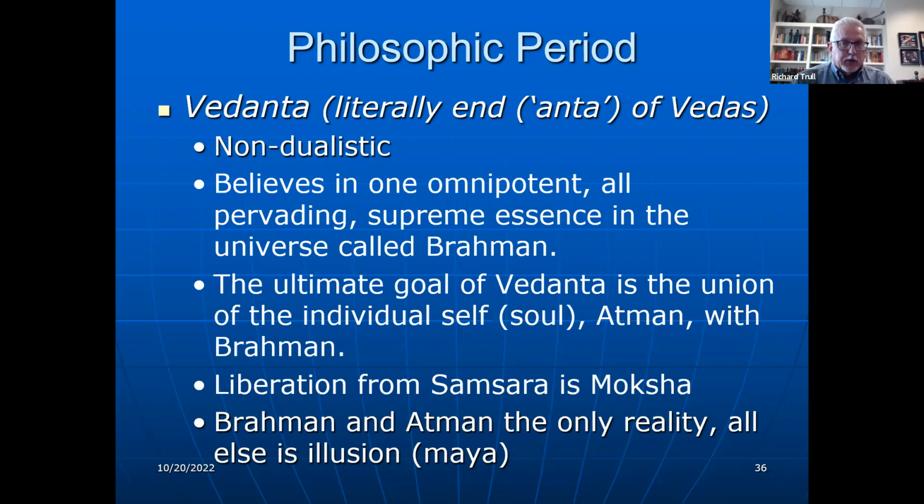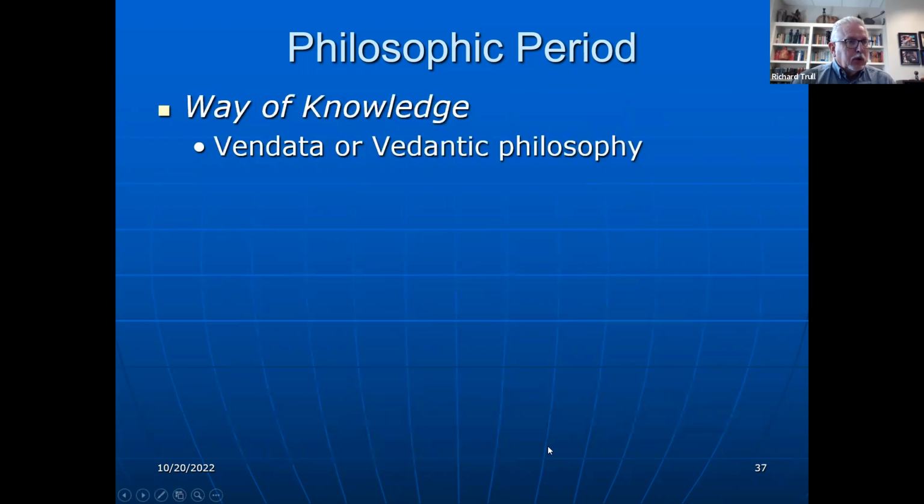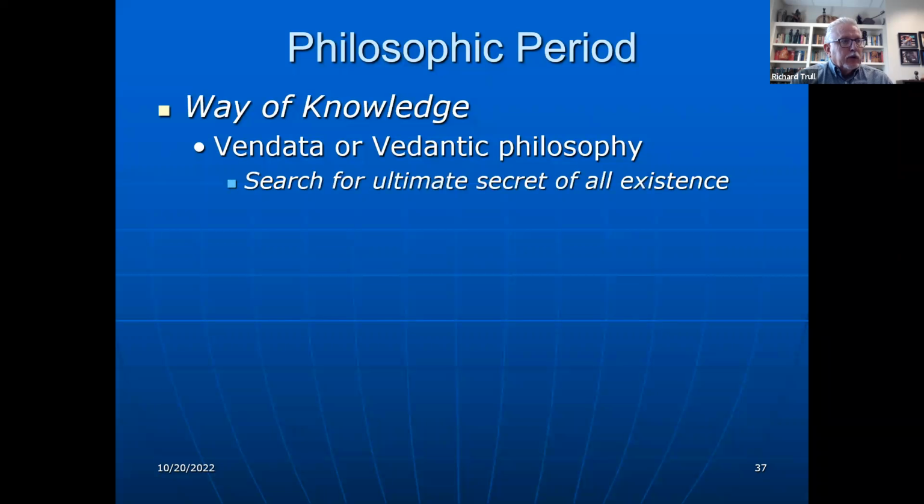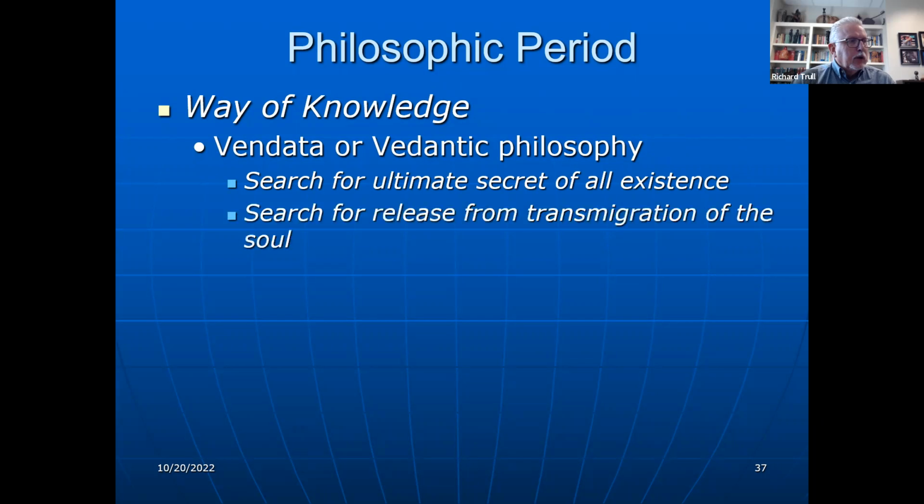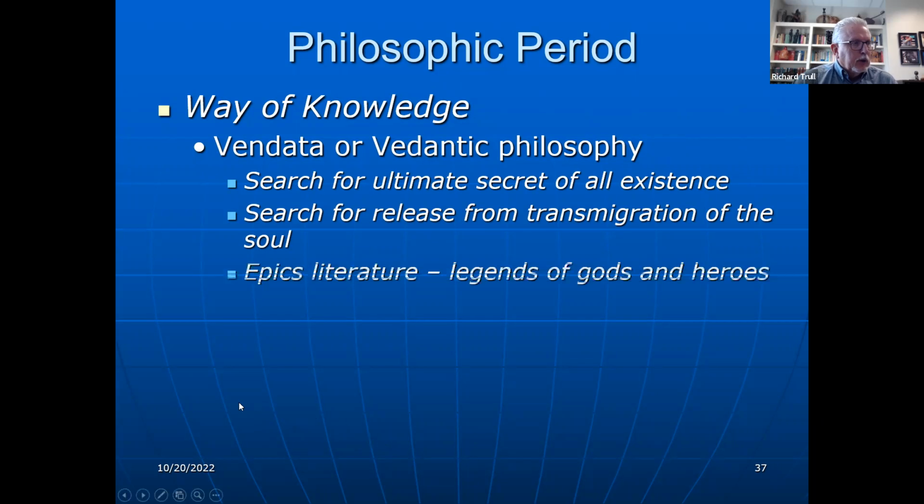And so this comes into play as we look at the cycle of reincarnation and what happens when you get released from the cycle, and what happens to the soul. So Vedanta, or Vedantic philosophy, as they say, is a search for the ultimate secret of all existence. A search for the release from the transmigration of the soul. So ultimately they want to get out of this cycle of reincarnation. And you will see this is the purpose for Theravada Buddhism that we'll do next.